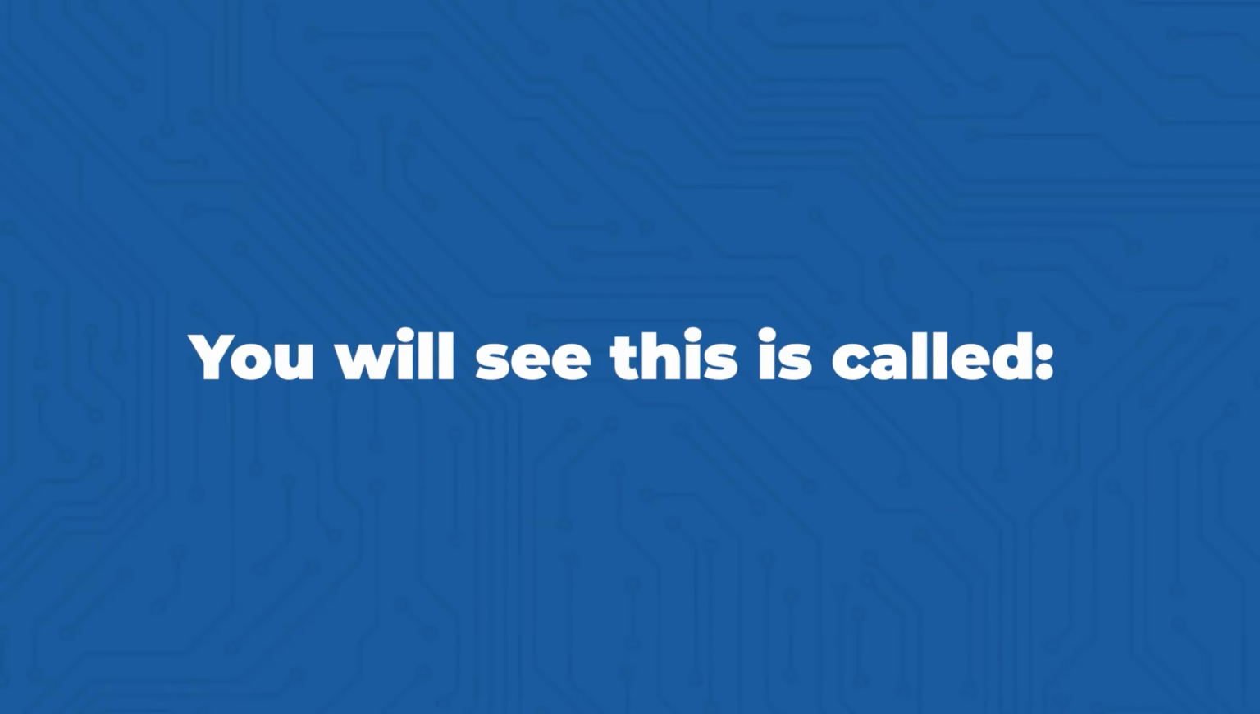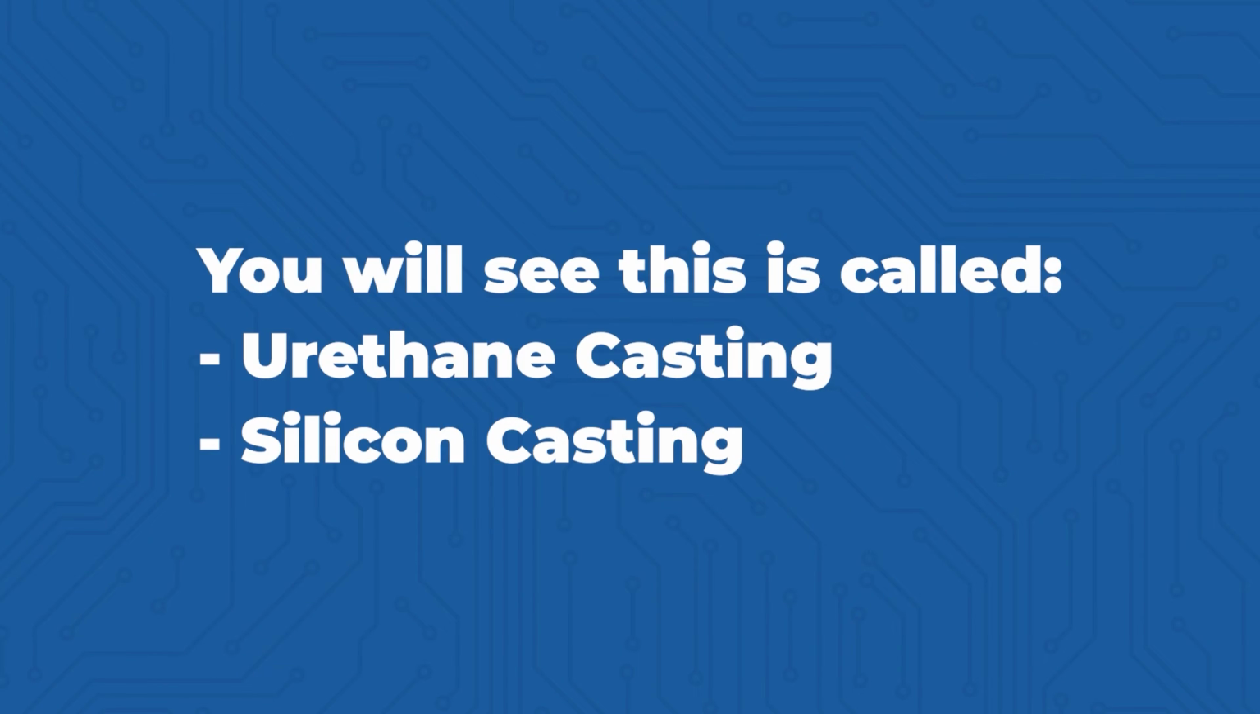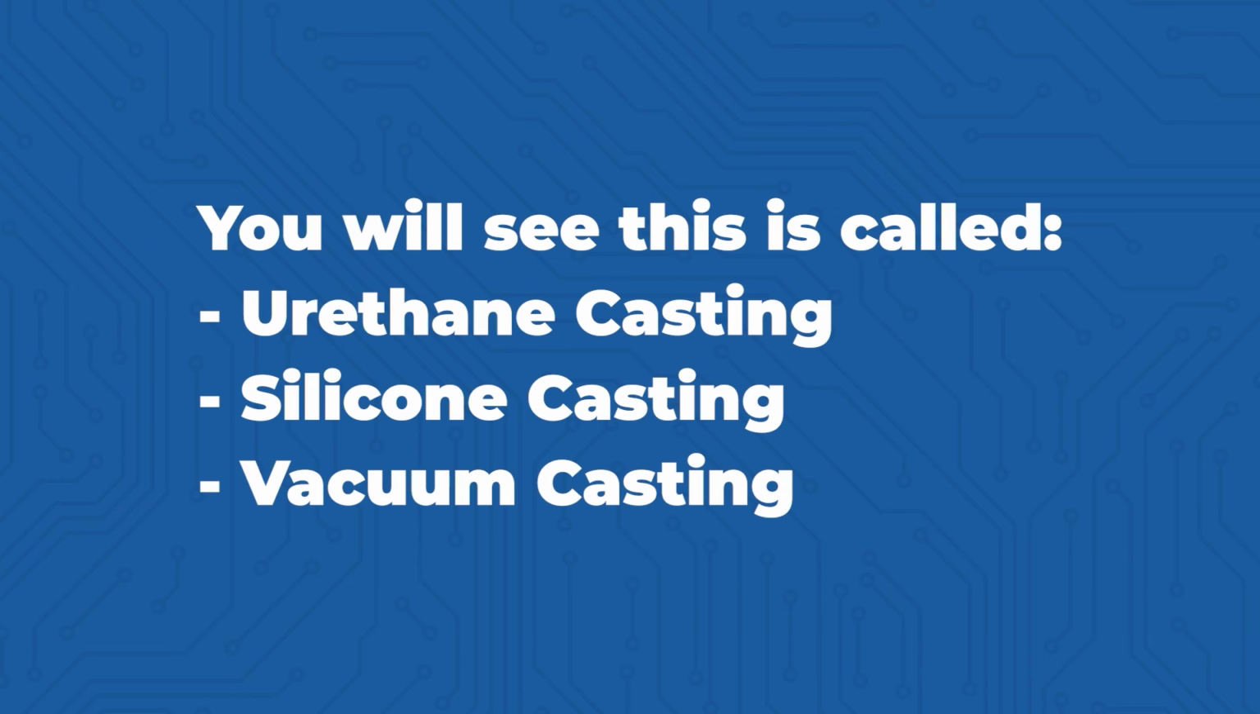You'll see this called urethane casting, silicone casting, vacuum casting, because they use a vacuum instead of high pressure like an injection mold. They use a vacuum to pull the material into the mold and make sure that it fills in all the nooks and crannies. It accurately reproduces the part.